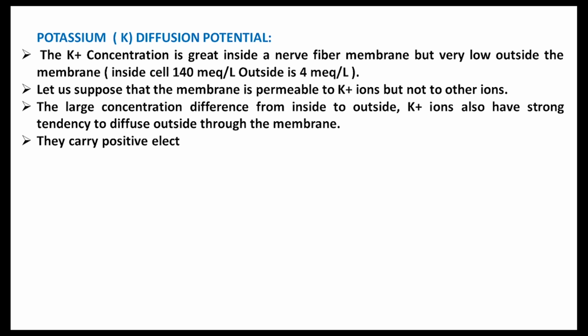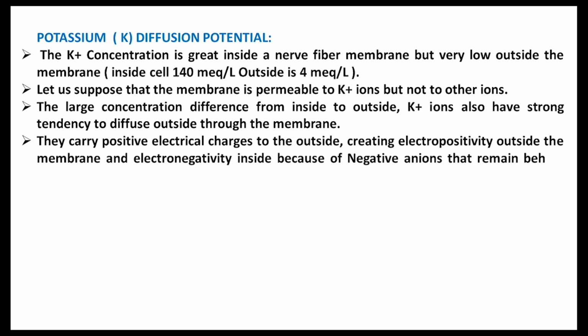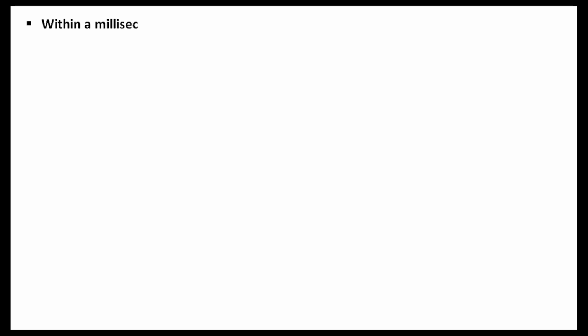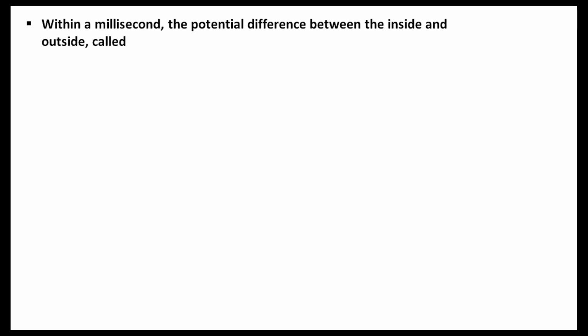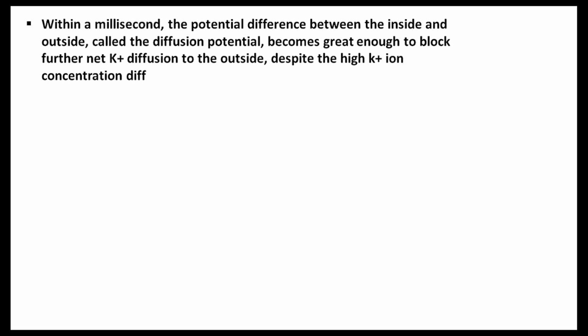They carry positive electrical charges to the outside, creating electropositivity outside the membrane and electronegativity inside, because of negative anions that remain behind and do not diffuse outside with the potassium. Within a millisecond, the potential difference between the inside and outside, called the diffusion potential, becomes great enough to block further net potassium diffusion to the outside, despite the high potassium ion concentration difference.